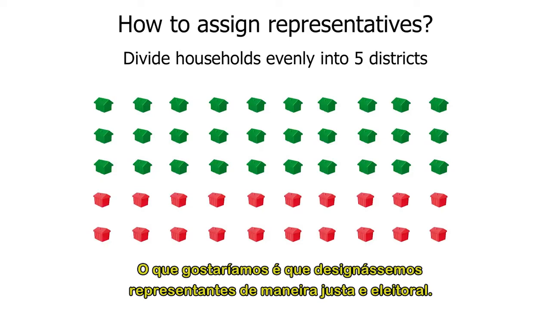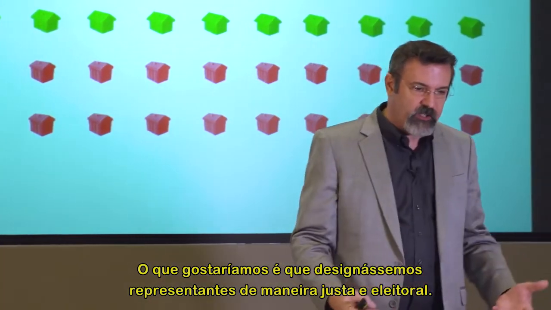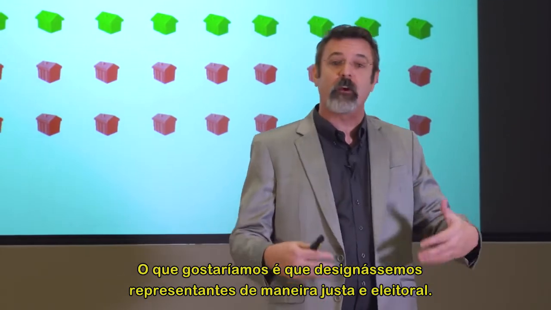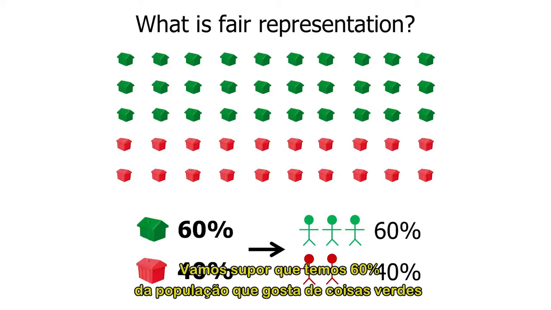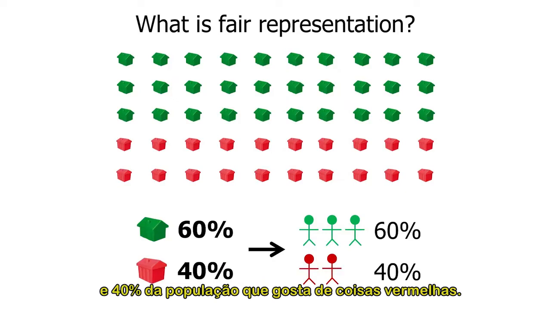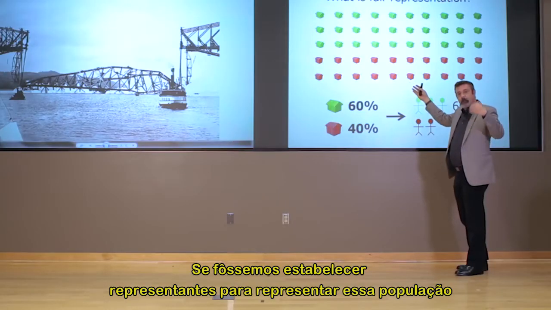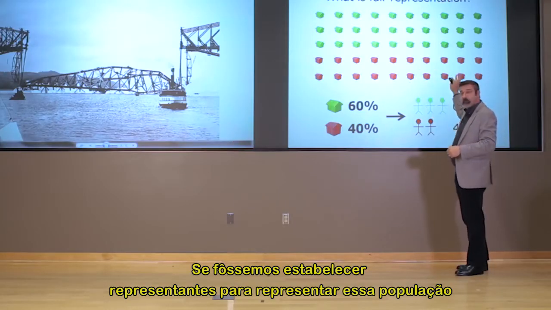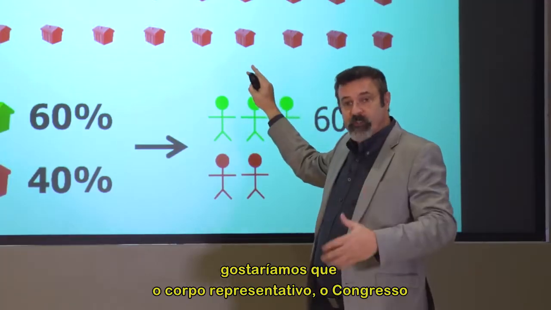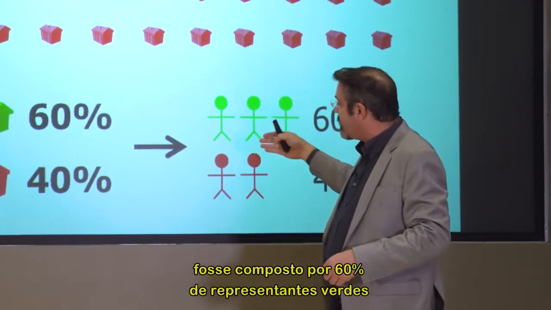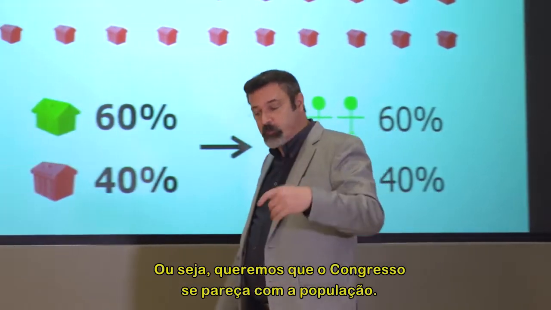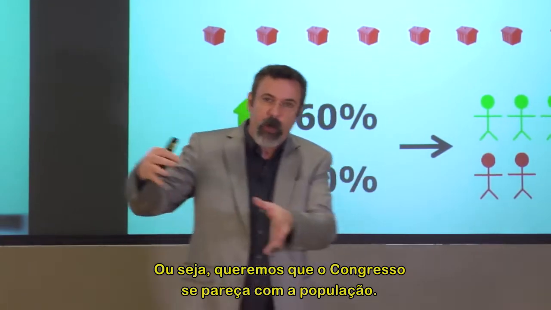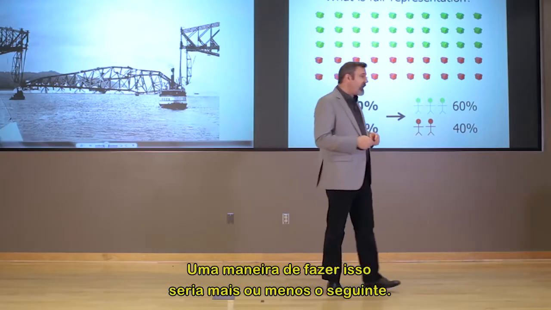What we would like is that we assign representatives in an electorally fair way. And here's what I mean by that. Let's suppose we have 60% of the population who likes green stuff and 40% of the population who likes red stuff. If we were to establish representatives to represent this population, we would want the representative body, the Congress, to be comprised of 60% green representatives and 40% red representatives. That is, we want the Congress to look like the population. Now, one way to do that is something like the following.